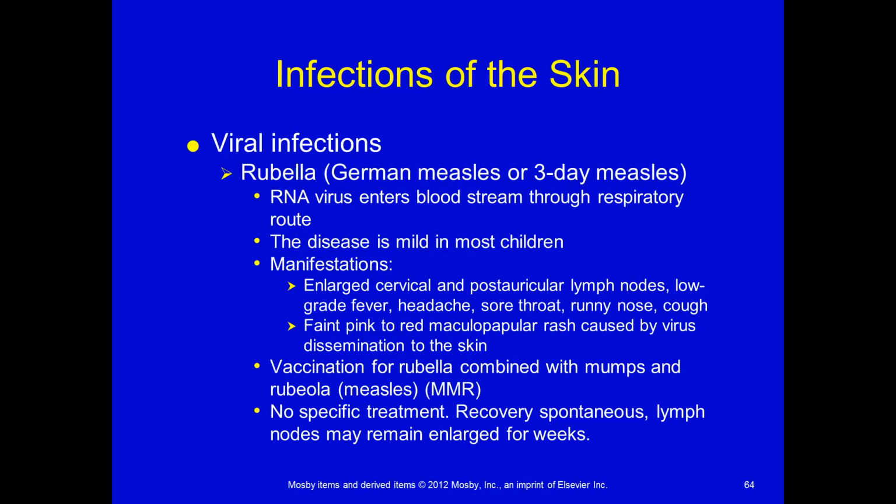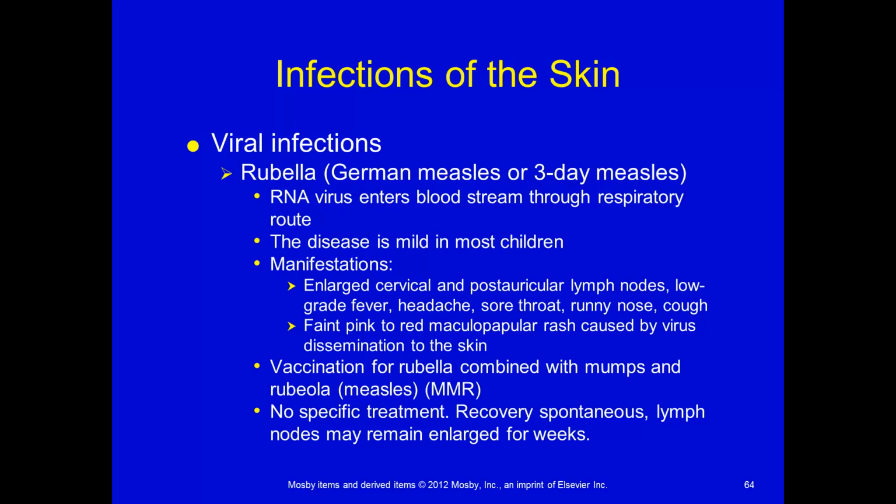All right, the next viral infection I'm going to mention is rubella, or German measles, or sometimes you hear it referred to as three-day measles. This is a virus. It's an RNA virus that enters the bloodstream through the respiratory route. And usually, honestly, the disease in most children is very mild. And in fact, now there's a vaccine.